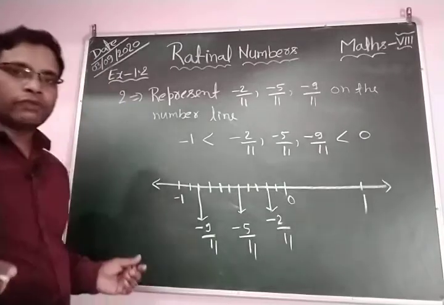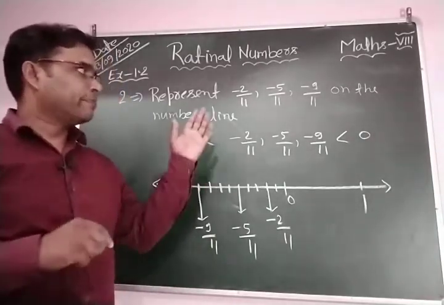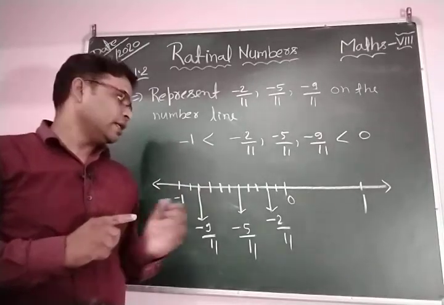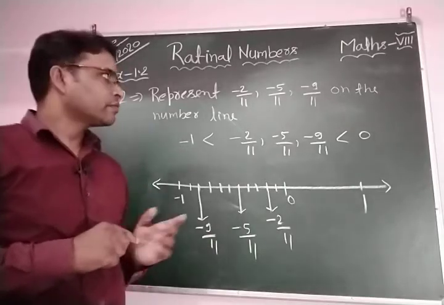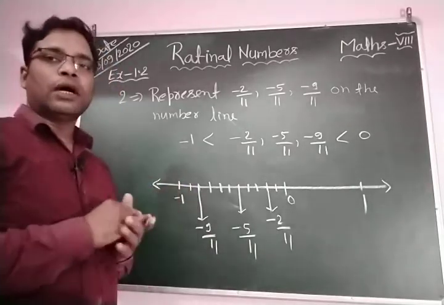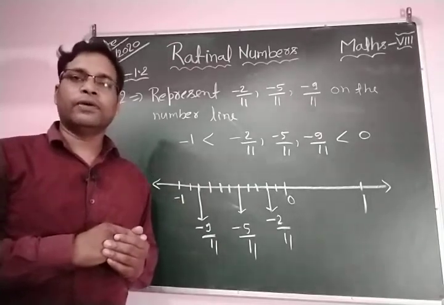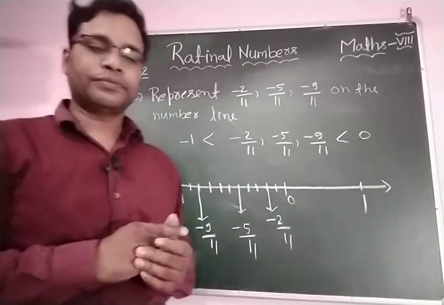So students, in this way you can see we represent minus 2 by 11, minus 5 by 11, minus 9 by 11 on the number line. So I hope all of you understood such questions, how to represent a rational number on the number line. Now we are going to discuss the next question, question number 3.